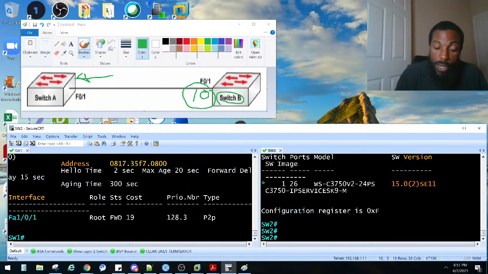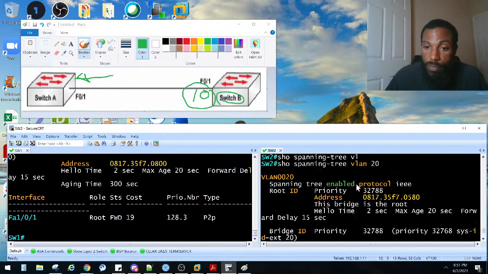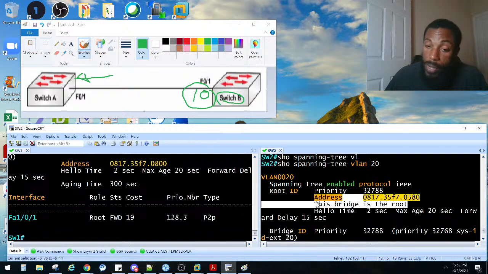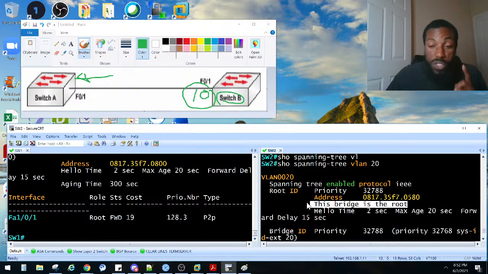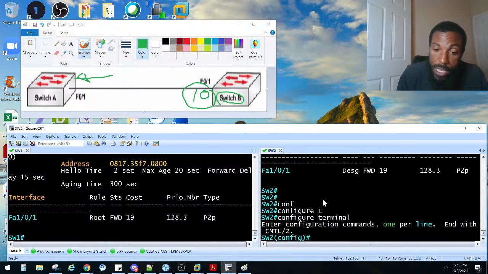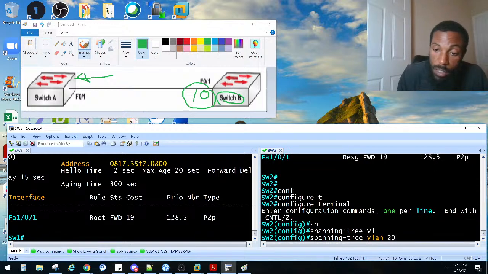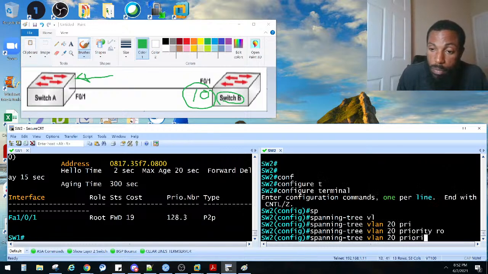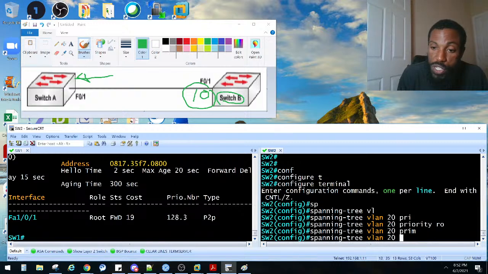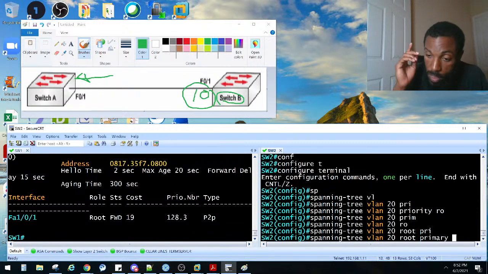And we can verify that with show span VLAN 20, and it says right here, this bridge is the root. So he's already the root bridge, but they want us to use the macro, so we're gonna go over that anyway. The way you do that is you go global config mode, and we say spanning tree VLAN 20, and then what is it? I believe it's just priority root. Priority root? No, primary. I believe it's root. Yeah, root, and then you put primary to make him the root bridge.